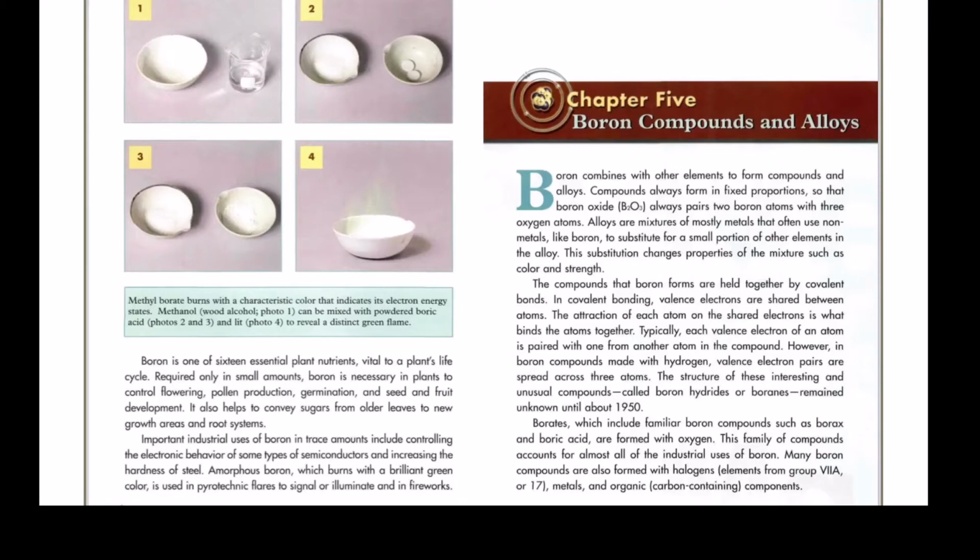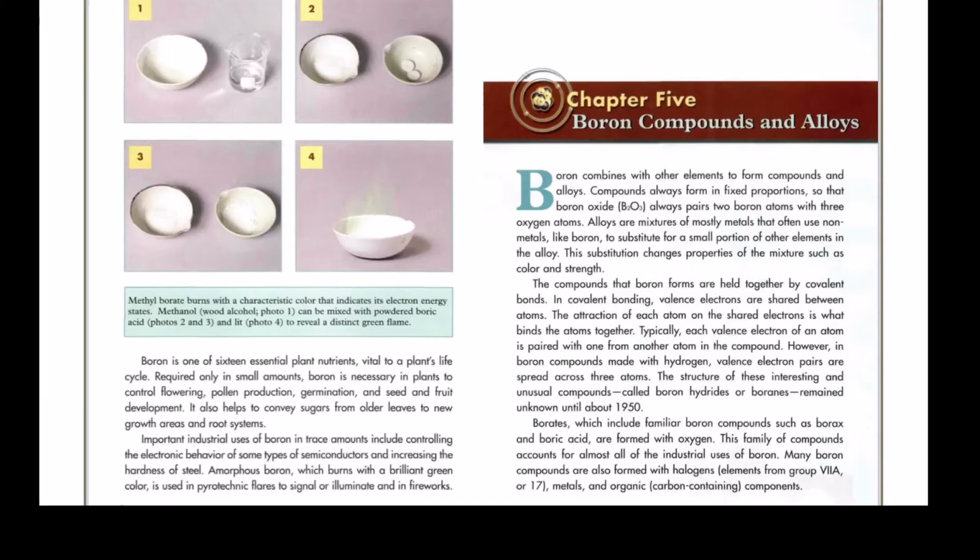Sorry. Compounds always form in fixed proportions, so that boron oxide, B2O3, always pairs two boron atoms with three oxygen atoms. Alloys are a mixture of mostly metals that often use non-metals like boron. They substitute for a small portion of other elements in the alloy. The substitution changes properties of the material such as color and strength.